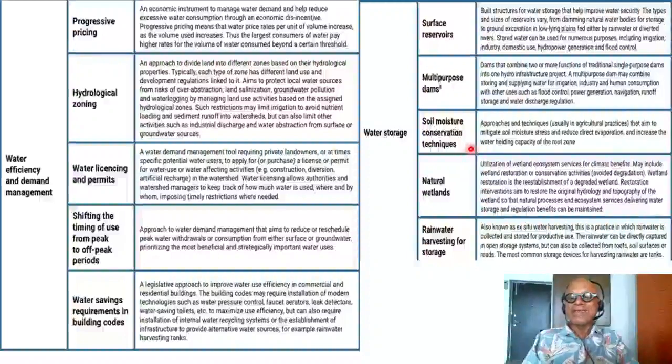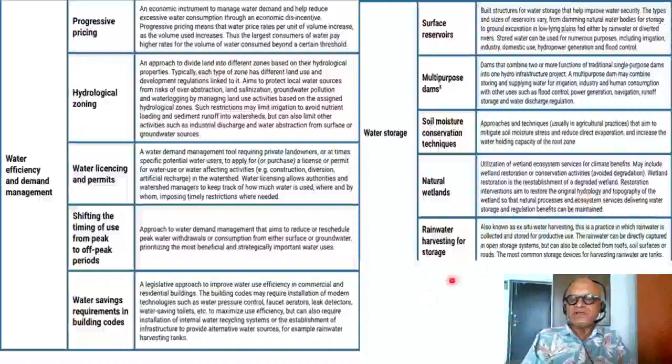moisture conservation techniques. Approaches and techniques usually in agricultural practices that aim to mitigate soil moisture stress and reduce direct evaporation and increase the water holding capacity of the root zone. So agroforestry, low tillage, no tillage, etc. are very useful here. Natural wetlands. Utilization of wetlands ecosystem services for climate benefits may include wetland restoration or conservation activities, avoided degradation, etc.